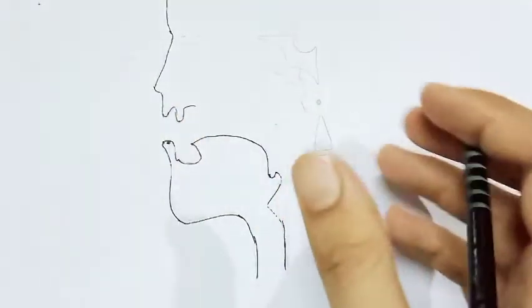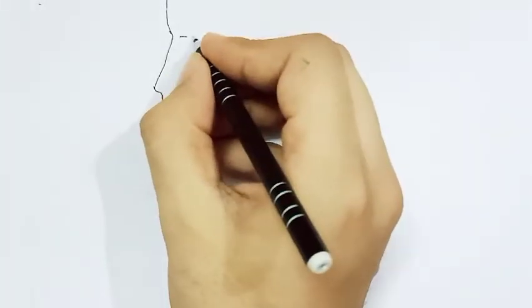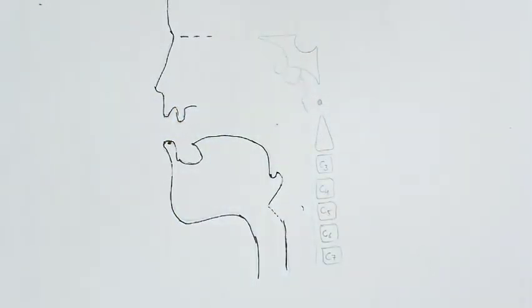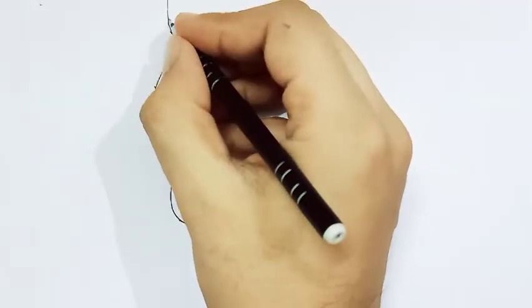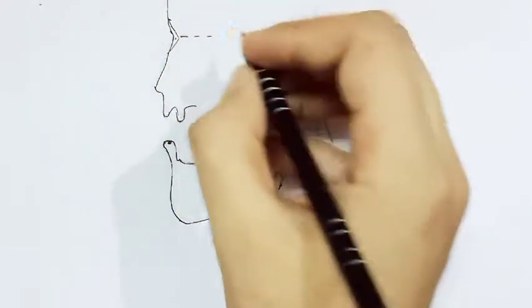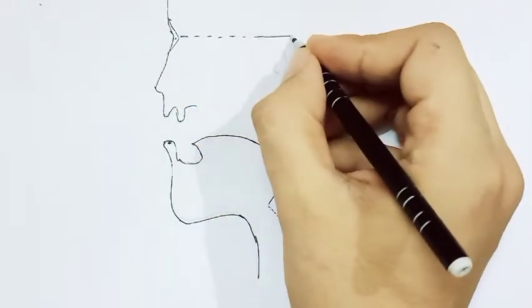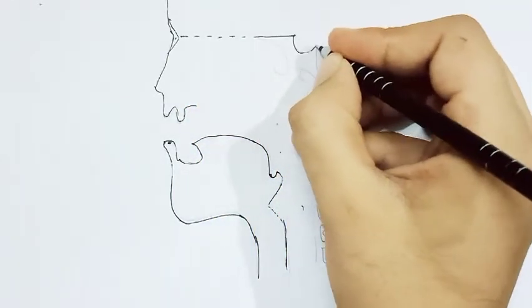So let's draw some other features. So here we have the cribriform plate having the sieve-like appearance. So here we have the anterior bones. This is the cribriform plate. Here we have the body of the sphenoid. So this is the part of the sphenoid bone.